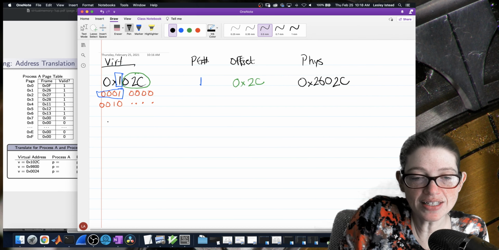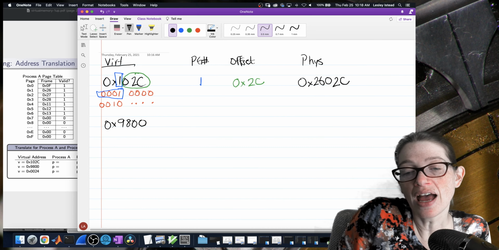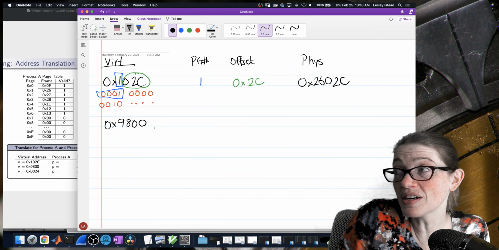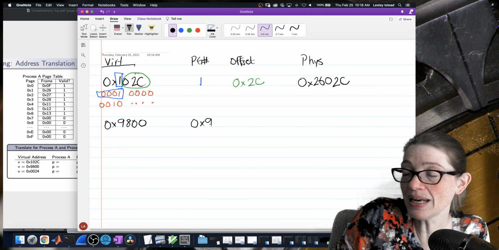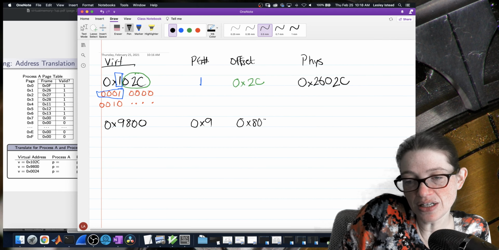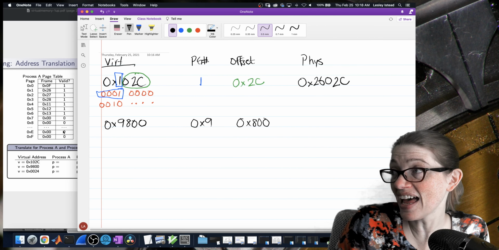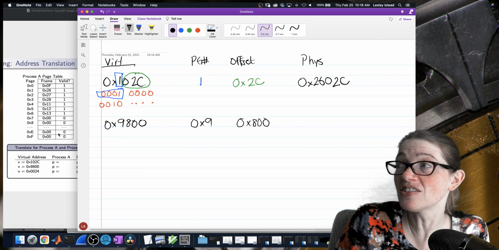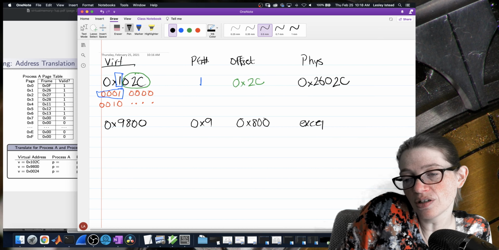So now let's go to the second address, which is 9800. Now again, remember that the page number is the first 4 bits. So in this case, the page number is 9. And the offset then is 800. So I look at my page table and I see that due to the way this address space is allocated, I can anticipate that page 9 is invalid. So we actually get an exception.